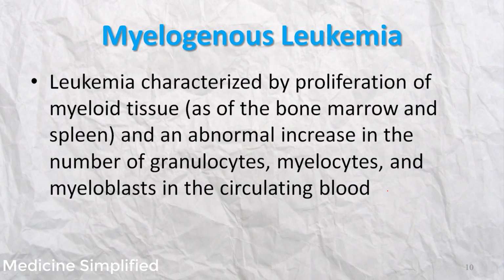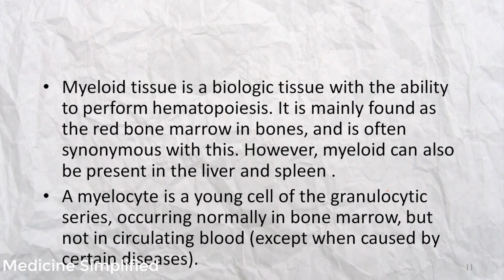Coming to the myelogenous leukemia. Leukemia characterized by proliferation of myeloid tissues like bone marrow and spleen, and an abnormal increase in number of granulocytes, myelocytes and myeloblasts in circulating blood. Myeloid tissue is biological tissue with ability to perform hematopoiesis. It is mainly found as red bone marrow in bones and is often synonymous with this. However, myeloid tissue can also be present in liver and spleen.